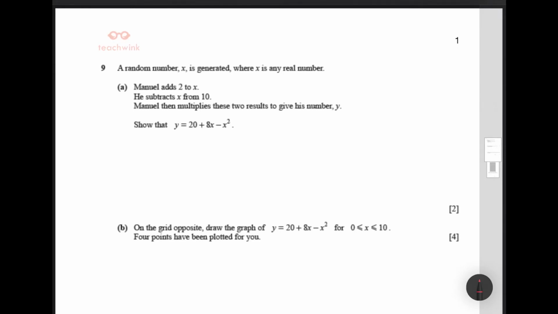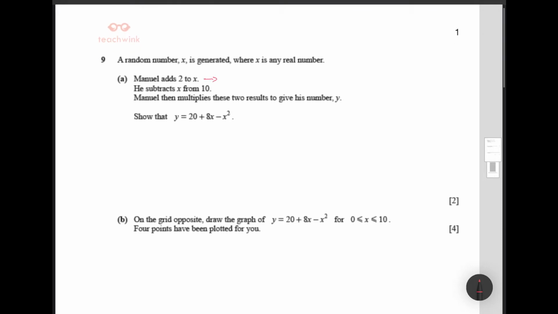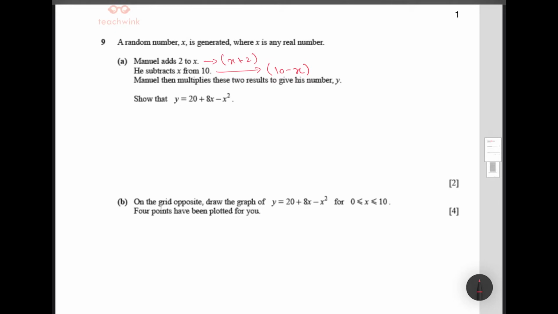Part A says Manuel adds 2 to x. He subtracts x from 10. He then multiplies these two results to give his number y. Show that y equals 20 plus 8x minus x square. So first of all, the factor that this would become is x plus 2, and the factor here would become 10 minus x. Now if you multiply these two factors, we would eventually get the value of y. So we do y equals x plus 2 times 10 minus x.